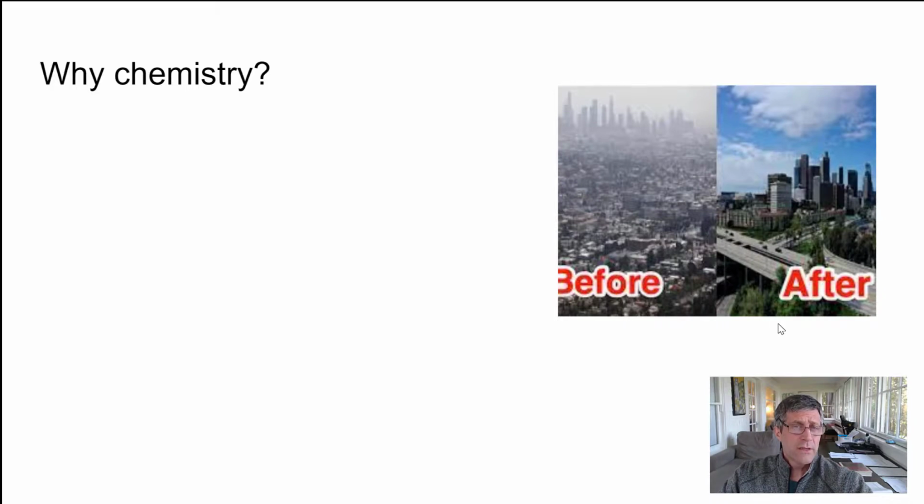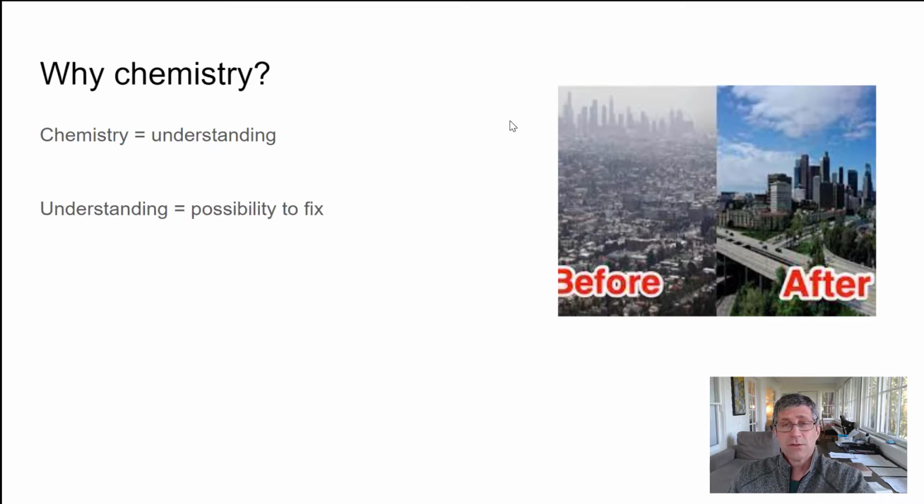I like these examples because they are examples of things that have historically been a problem, but they've been fixed, right? If you go to Los Angeles today, it's a much healthier place to breathe air than it was 30 or 40 years ago. And this is chemistry, right? Chemistry is a way of helping you understand the world around you at a detailed level. And the understanding can lead to things that you can fix.